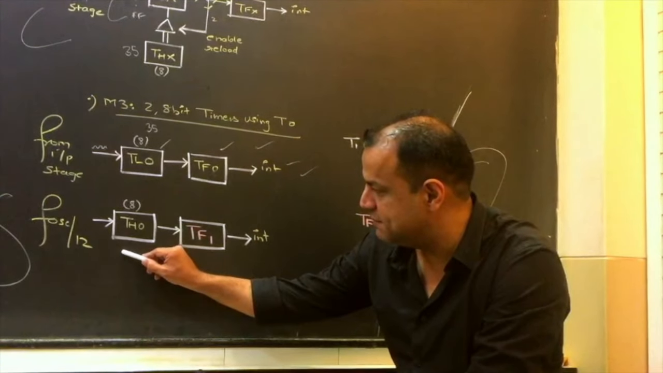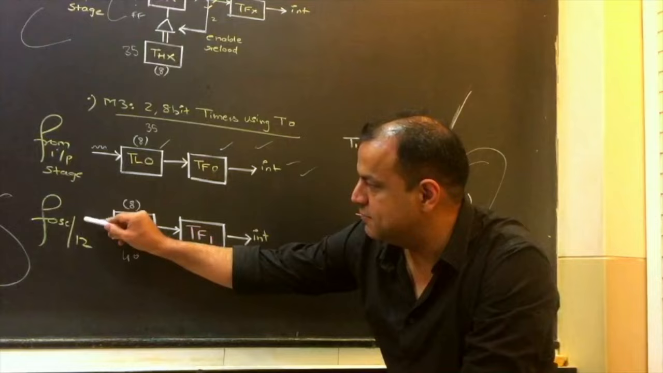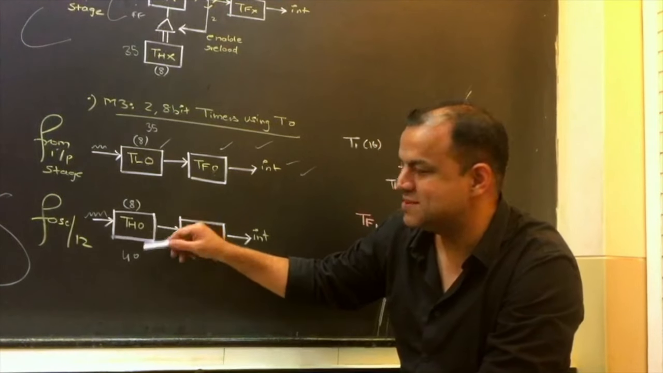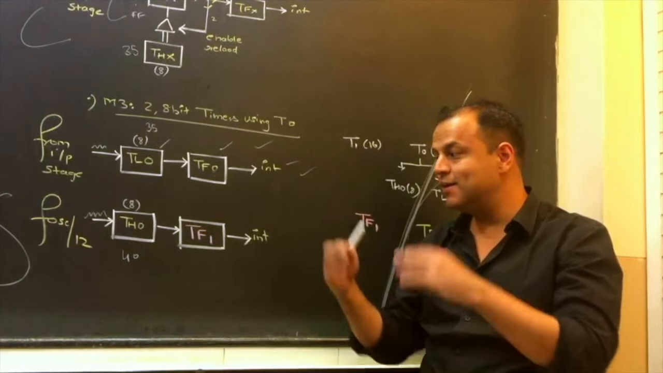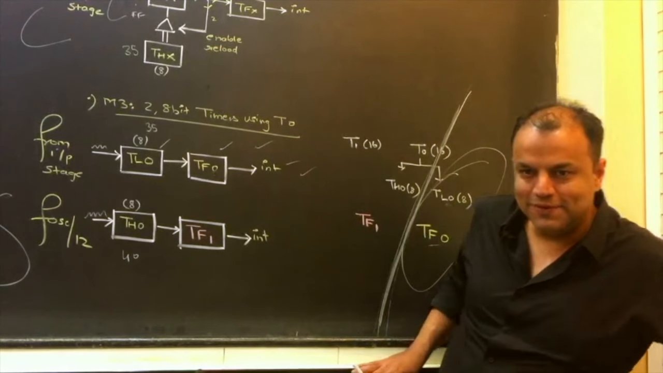Timer 0 higher byte, we give it a count like 40. F oscillator by 12 means clock pulses. On every clock pulse, it will also increment. Eventually, it will also overflow. Do you understand? When it overflows, see what happens.